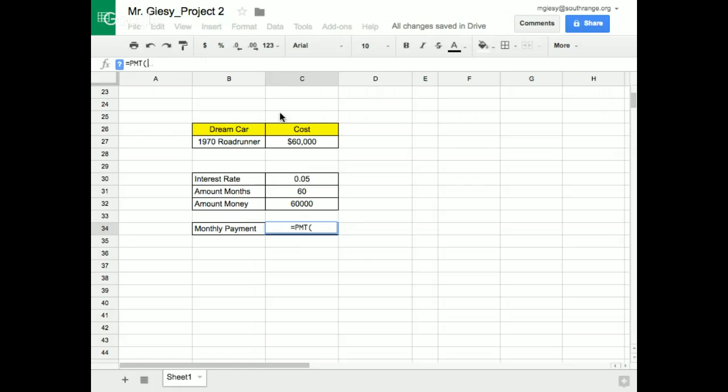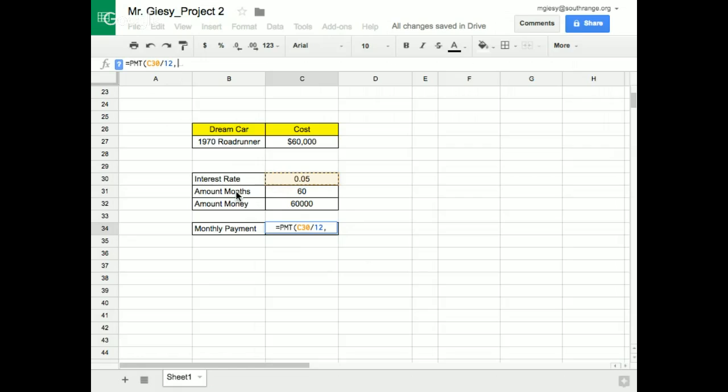Instead of writing your cell, which in mine is C30, you could go right to the cell you want and click in it, and it'll write it for you. Remember, they want us to divide the first number, so divide it by 12. And then go to the next cell. You separate it with a comma.